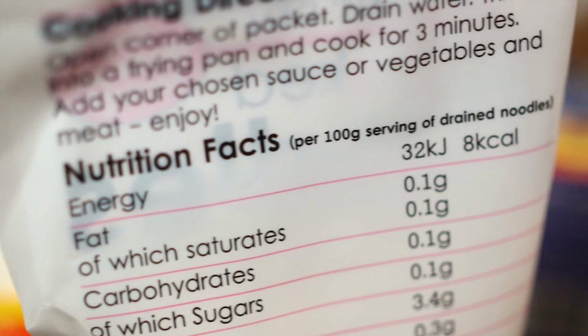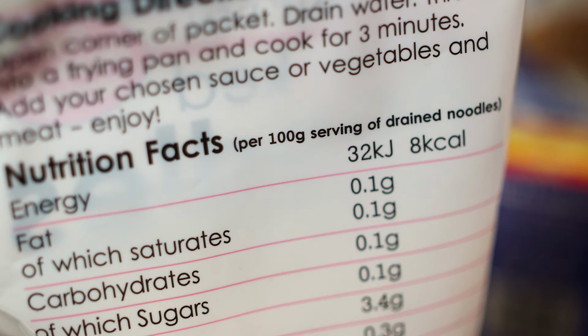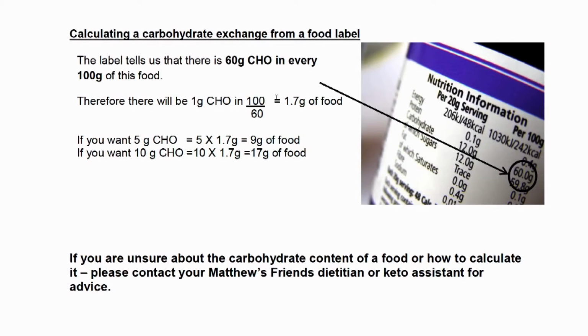So, food labels. In the UK, the most important thing is that we always read our food labels per 100 grams. And so we've got the easy option really. We do have a formula that we can follow. You can get it from Matthew's Friends or from your dietitian, so that you can work out from a food label how much of whatever the product is equals 1 gram of carbohydrate, or however many grams of fat. So it's quite a simple formula to follow.